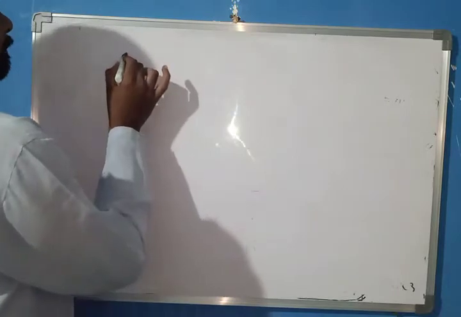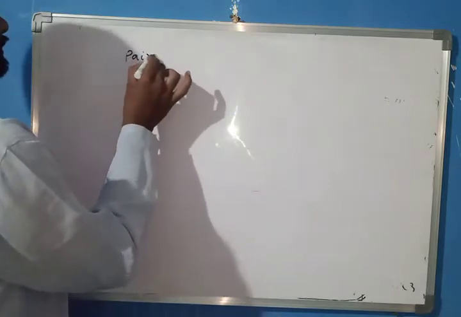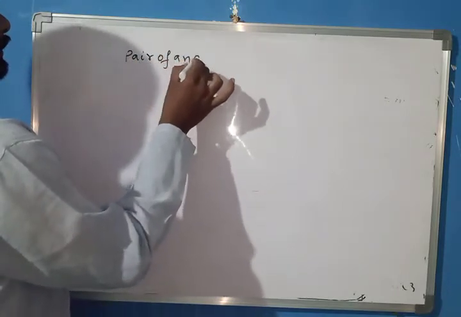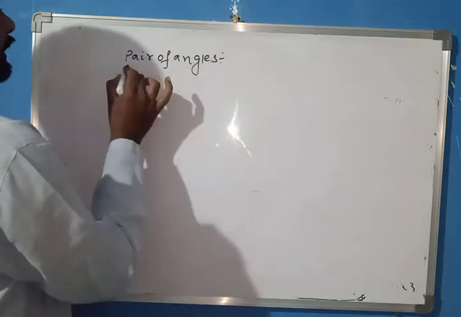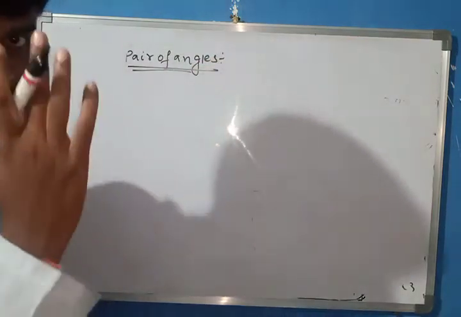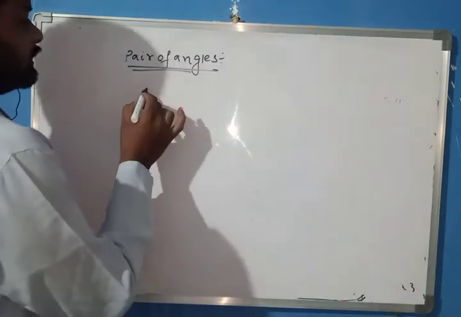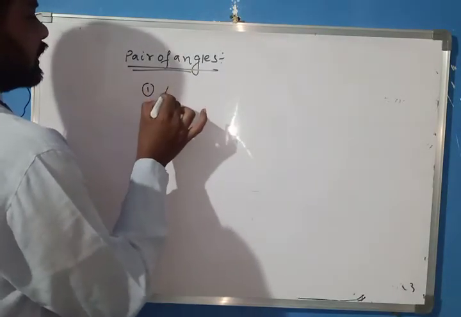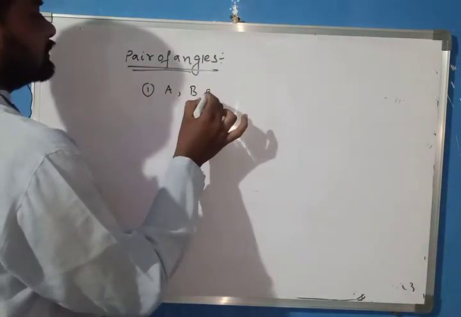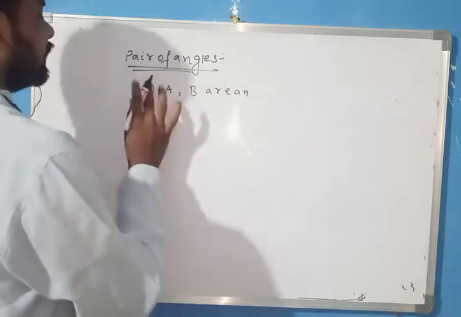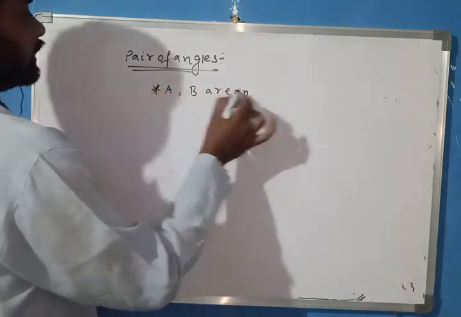After that, pair of angles. It is simple. Already you know the types of angles; I have already discussed 6 angles. Pair of angles: A comma B are any 2 angles.